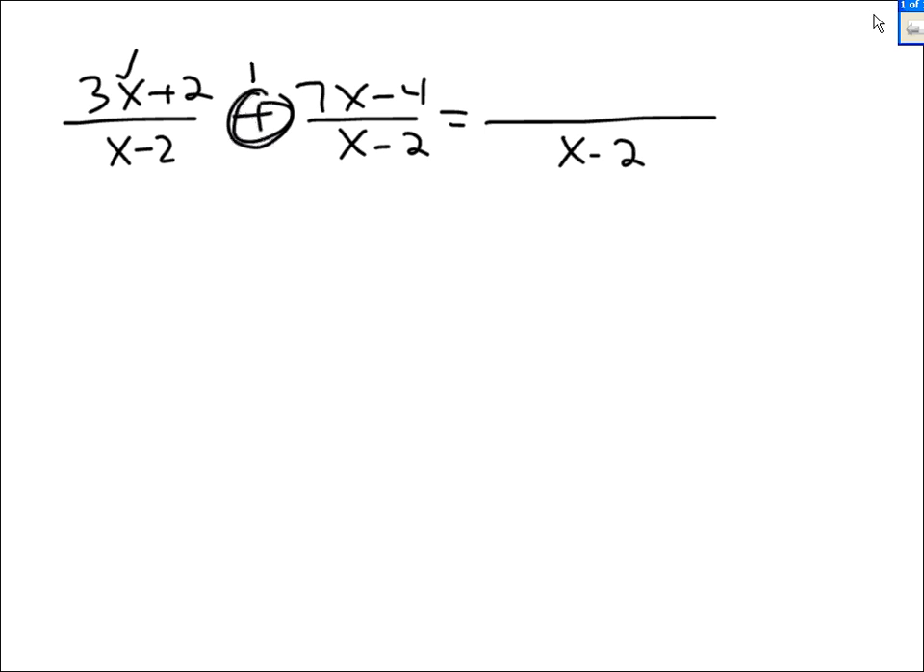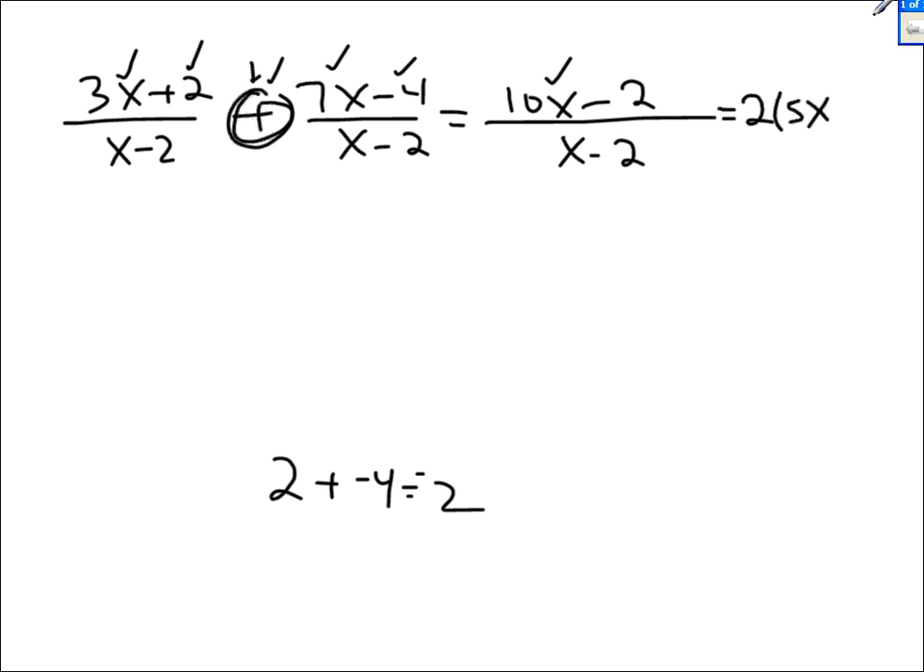3x plus 7x is 10x. 2 plus negative 4 is, excuse me, negative 2. And I guess we should factor out the 2, and 2 times 5 is 10, times x is 10x, minus, and of course 2 times 1 is 2. So there's the answer.